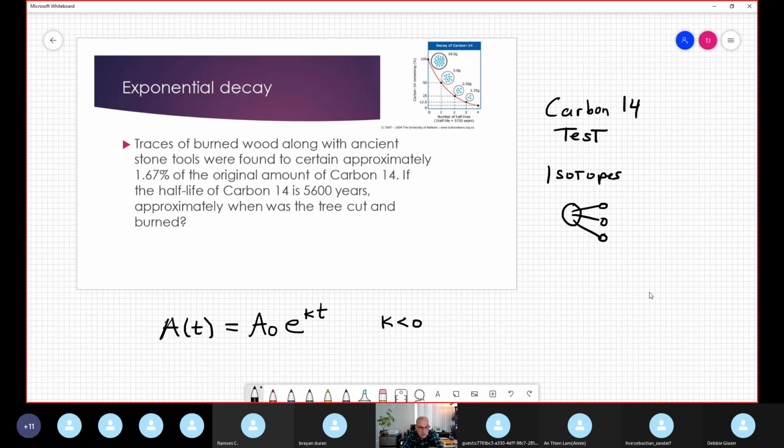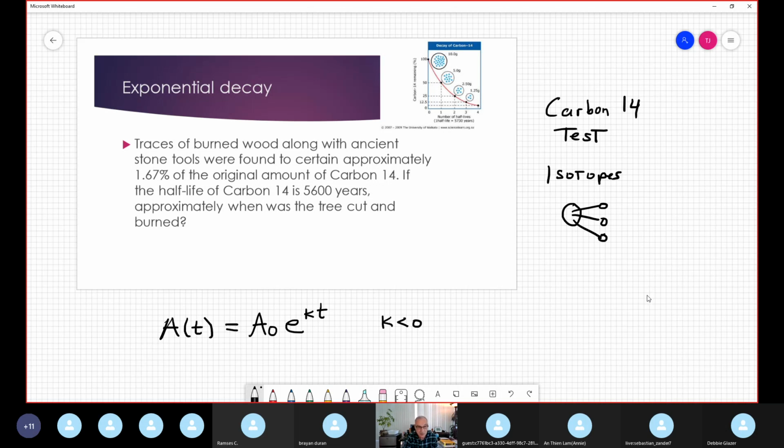So now the problem says traces of burned wood along with ancient stone tools were found to contain approximately 1.67% of the original amount of carbon-14. So the concentration of carbon-14 today in the present test is 1.67%. However, at the beginning, I suppose it's 100%. If the half-life of carbon-14 is 5,600 years approximately, when was the tree cut and burned?